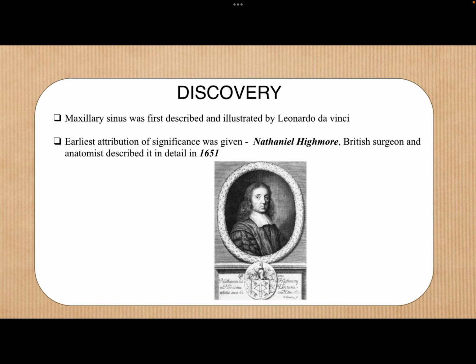So coming to the discovery of maxillary sinus. Maxillary sinus was first described and illustrated by Leonardo da Vinci. The earliest attribution of significance was given by Nathaniel Highmore. Nathaniel Highmore was a British surgeon and anatomist, and he described maxillary sinus in detail in 1651. So maxillary sinus is also known as antrum of Highmore after him.